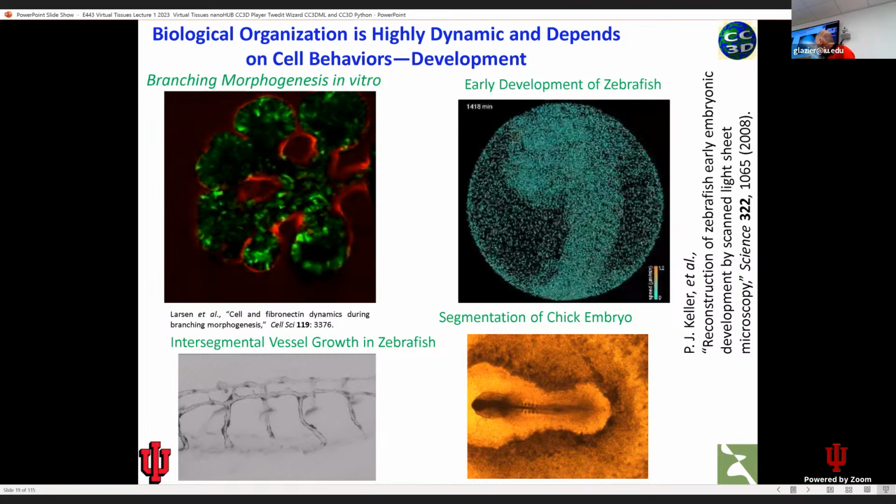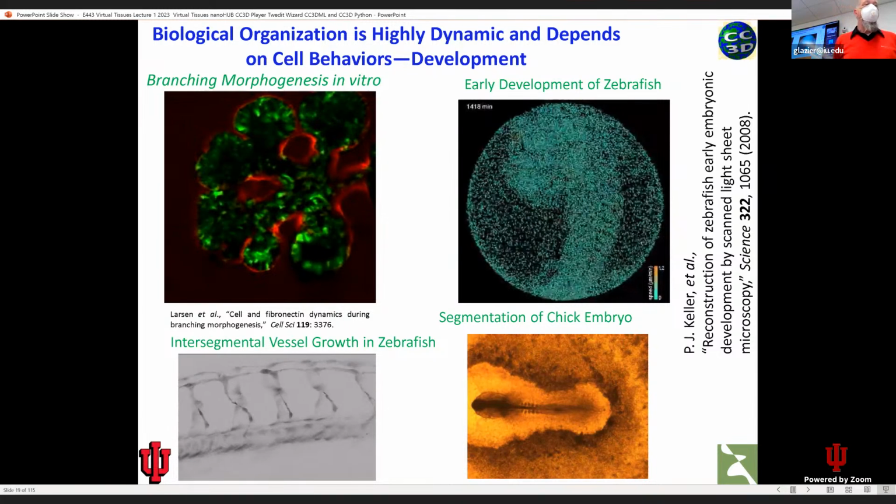And here you're seeing that segmental structure forming in the middle of the body. And that's something we've worked on in our lab, both experimentally and computationally, quite a bit.